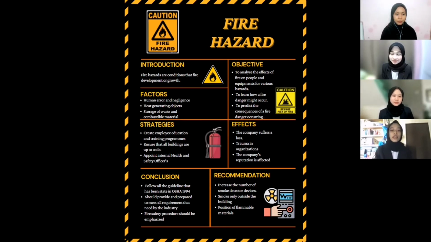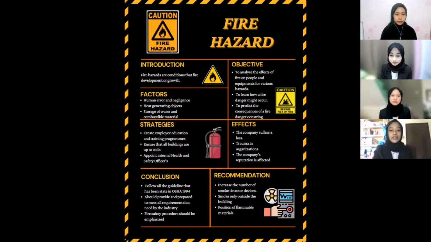In conclusion, the fire hazard and risk in the workplace cannot be avoided, but the risk can be reduced by certain steps or procedures that have been outlined by the parties involved, such as the Occupational Safety and Health Act 1994. The company or organization should follow all the guidelines stated in OSHA 1994 in order to reduce the risk of fire hazard. The organization should provide and prepare to meet all requirements needed by the industry to run the business. The fire hazard can cause property damage, loss of life, or personal injury if it cannot be controlled wisely and effectively.